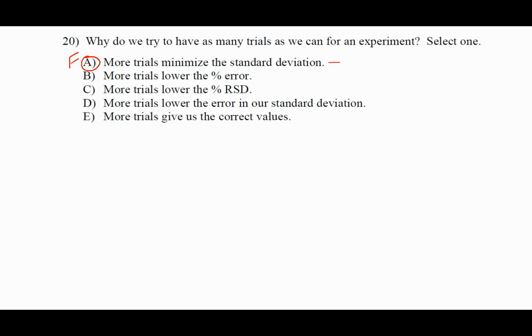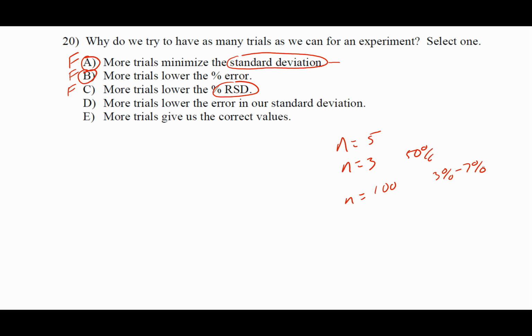More trials lowers the percent error. No, more trials does not make you more accurate. More trials lowers the percent RSD. No, because if your standard deviation gets bigger, your percent RSD will get bigger, so also false. More trials lowers the error in your standard deviation. Yes, you know your standard deviation better. Maybe it gets bigger, maybe it gets smaller, but you know it with less error. Remember, an n of 3 gave us a 50% error, and when we got up to n's of like 100, we still had like 3 or 7% error or something like that. We just knew our error better.